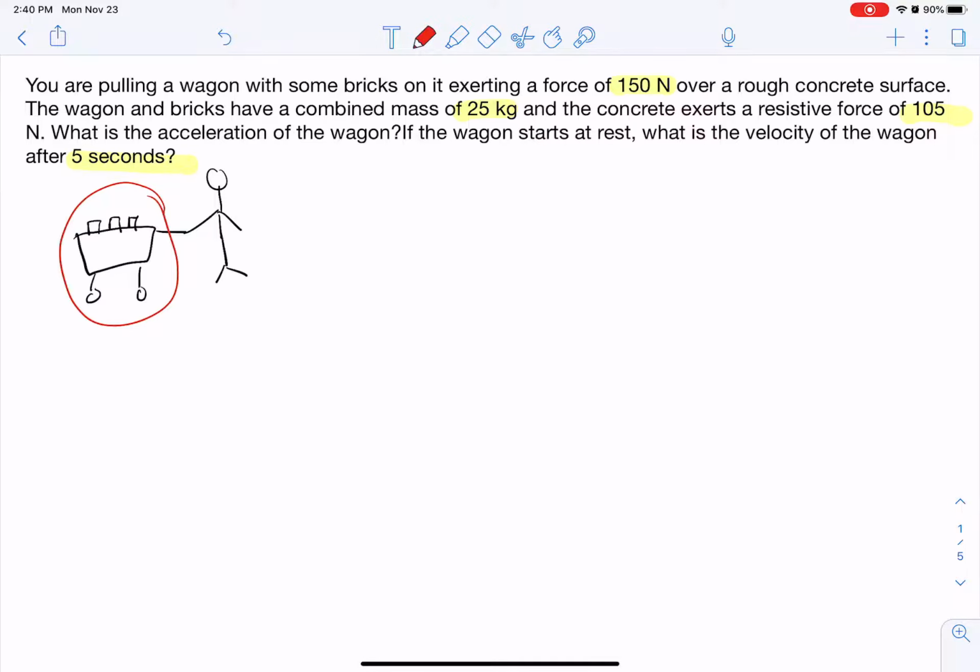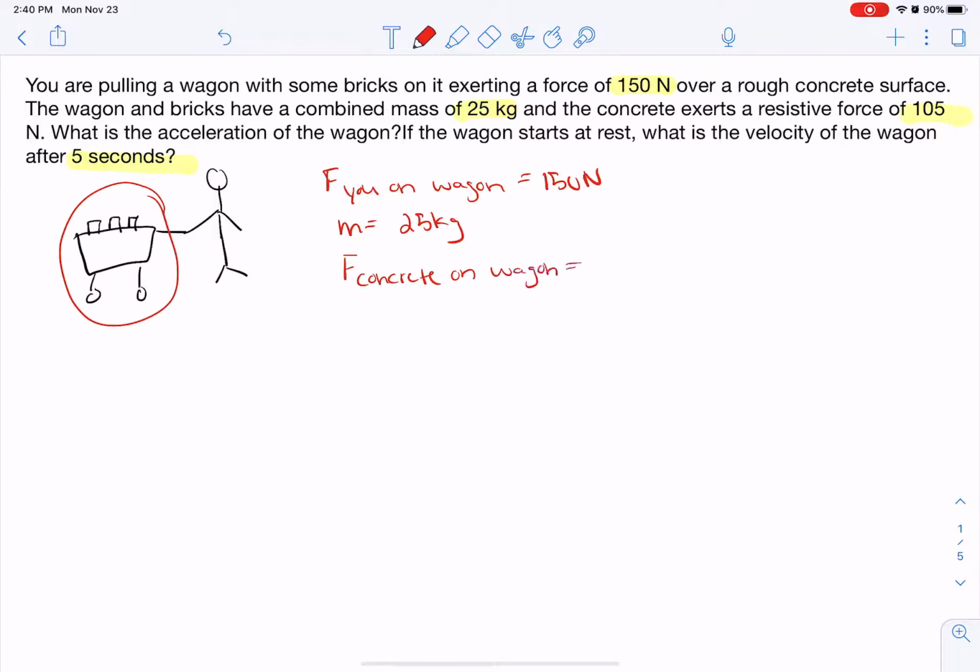So you're pulling on a wagon and exert a force of 150 newtons. So force of you on wagon is 150 newtons. The mass is 25 kilograms. The resistive force of the concrete is 105. So I'm going to say force concrete on wagon is 105 newtons. And we're looking for the acceleration and then the velocity. So you're looking for the acceleration first, and then it gives you the time is 5 seconds, and it asks for then what would be the velocity.